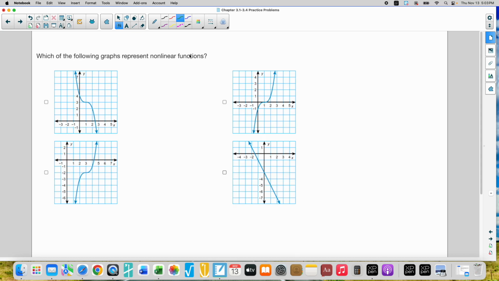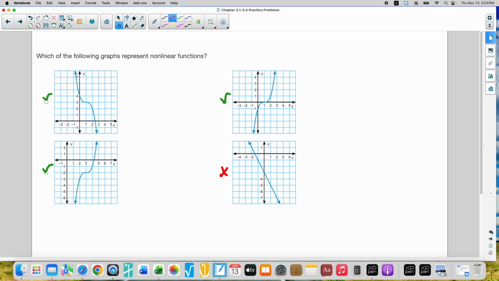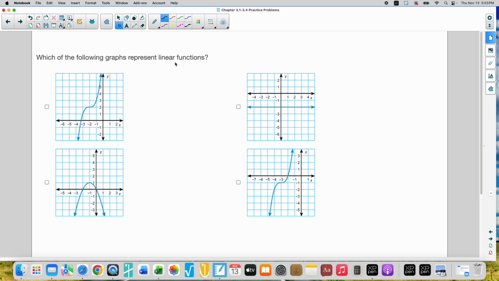Which of the following graphs represent nonlinear? This is nonlinear because it's not a straight line, not a straight line, not a straight line. This is a straight line. This has a constant rate of change. This has a single slope. These slopes all change throughout. That changes and changes. So nonlinear, good. Now it wants to know which ones are linear.